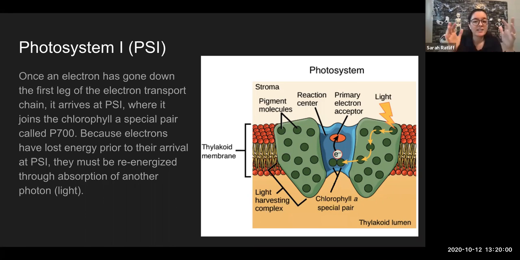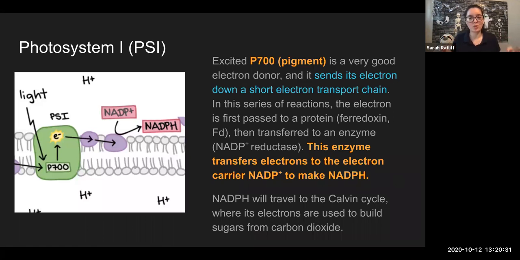So we're going to use light again to excite these pigment molecules in photosystem 1. These pigment molecules are called P700. Again, you don't need to know that, just know that they're different. The last one was P680, this one's P700. Just a very little itty bitty tiny difference. Same thing essentially is happening in this photosystem. The light is exciting these pigment molecules. The pigment molecules are transferring that excitement energy to the electron. And then the electron is going to move again, this time through a much shorter electron chain.